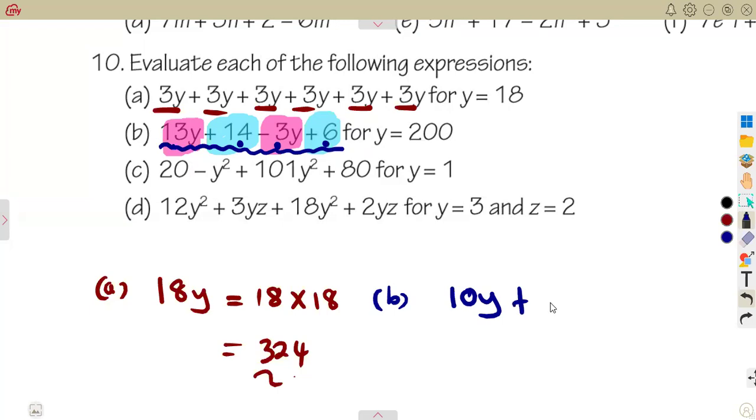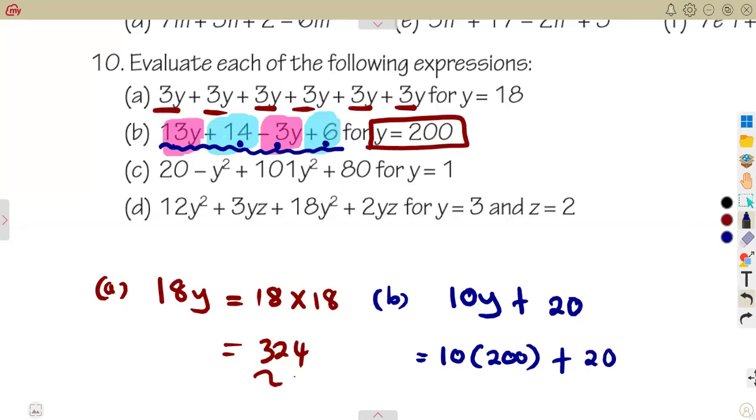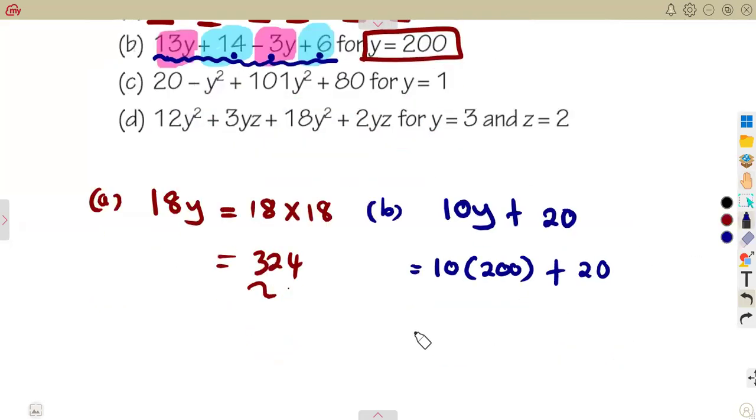14 plus 6, that's a 20. All right, so you add 14 plus 6, which will give you a 20. For this expression, you can substitute the value of y that you're given, y is equal to 200, meaning this is 10 times 200, or 10 into 200, plus a 20 for this value of y.